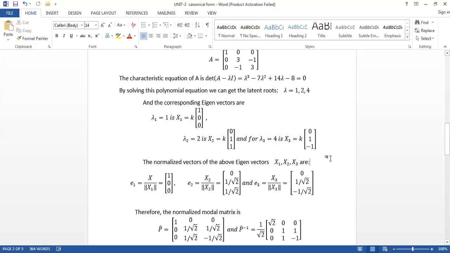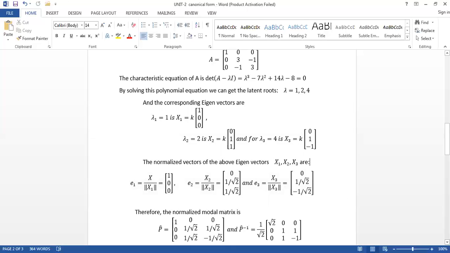Now we normalize these eigenvectors. So the normalized vectors of the above eigenvectors x1, x2, x3 are: E1 equals x1 by norm x1, and norm x1 value is 1. E2 equals x2 by norm x2. So what is the norm x2 value? Root 2, right? So (0, 1 by root 2, 1 by root 2). And E3 equals x3 by norm x3, which is (0, 1 by root 2, minus 1 by root 2).